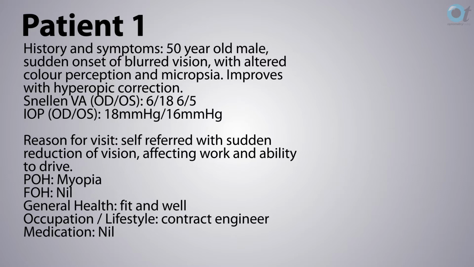First case is a 50-year-old male with sudden onset of blurred vision, altered colour perception and micropsia, or small images, and things get better with a hyperopic correction. Snellen acuity is down in the right eye to 6/18 with normal vision in the left eye and normal intraocular pressures. He's self-referred because he's now noticed his vision is affecting his ability to work and to drive. He's a contract engineer, so we should expect him to be a reasonably confident and reliable witness, and he's generally fit and well.